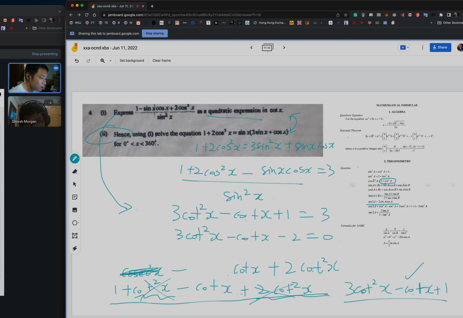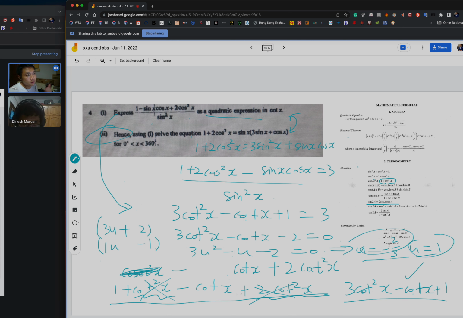Minus 2, right? So now I think you can factorize 3u squared minus u minus 2. Yep, so your u equals to a value. I think I can do it by 3u, 1u, then 2u, minus 1. So that's the one. Okay? So u equals to minus 2 over 3, u equals to 1. Yes. Then you just solve cotangent equals to this. Then of course, it's back to the normal solving tangent something equals to something.